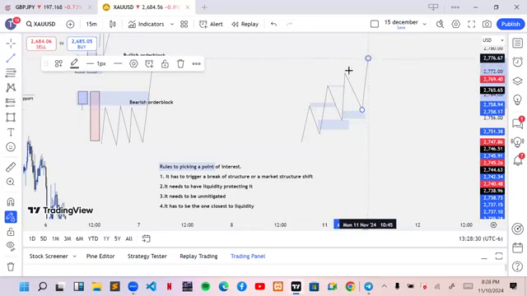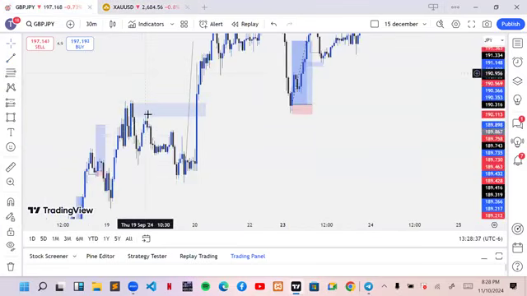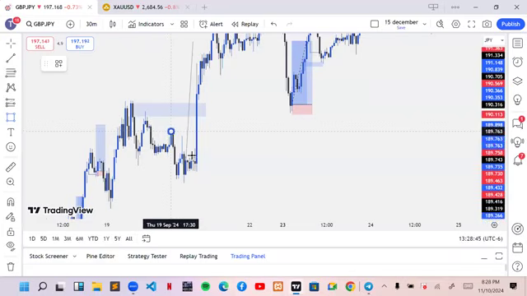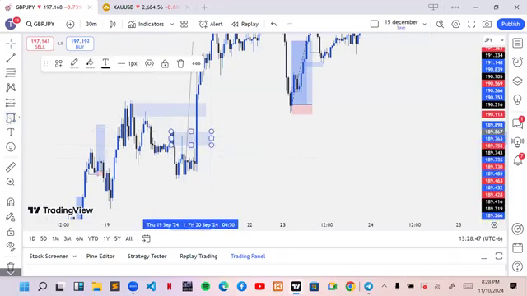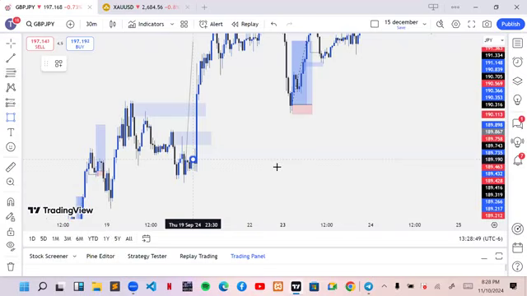If market breaks it, this is a breaker. Then here's your order block. So that is what a breaker block is: a failed order block, a failed zone. So in this case, this is your breaker block. Now pay attention. This is your breaker block here. This is also a breaker block here. This here is now an order block.